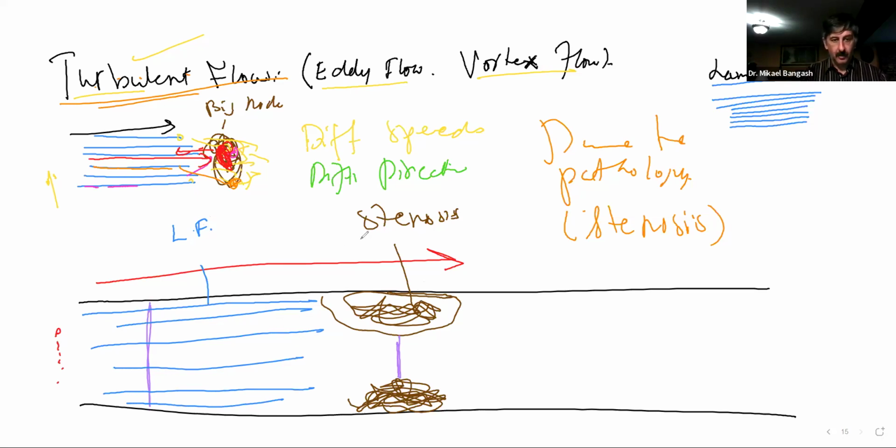which we are going to call the stenotic area. It will start to become turbulent, because the blood that flows in this lane here will try to make it through this lane, and likewise this.